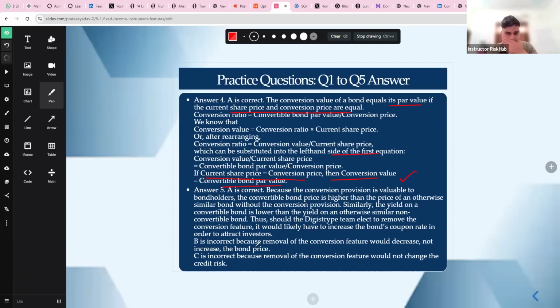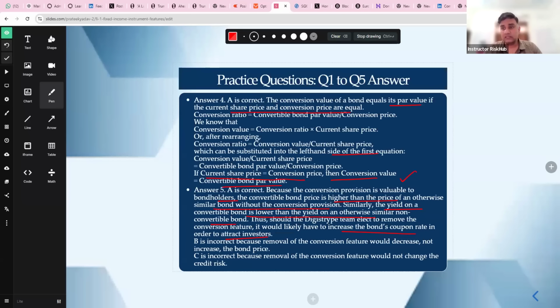And again, question number 5 is also interesting because the conversion provision is valuable to the bondholder. The convertible bond price is higher than the price of an otherwise similar bond without the conversion provision. Similarly, the yield on a convertible bond is lower than the yield on an otherwise similar non-convertible bond. Thus, should the issuer team try to remove the conversion feature, it will likely have to increase the bond's coupon rate in order to attract investors, which I told you, right?